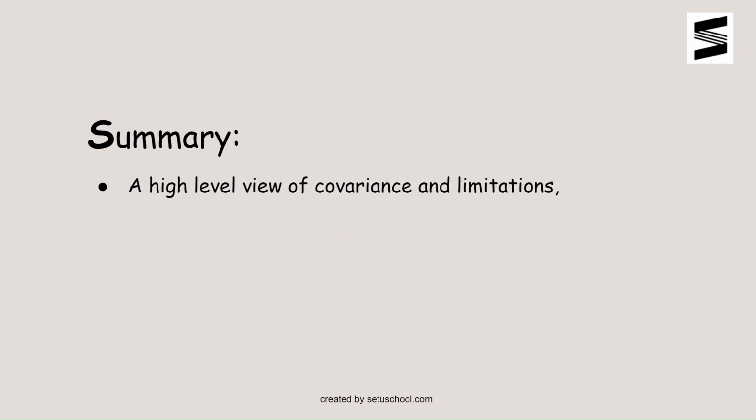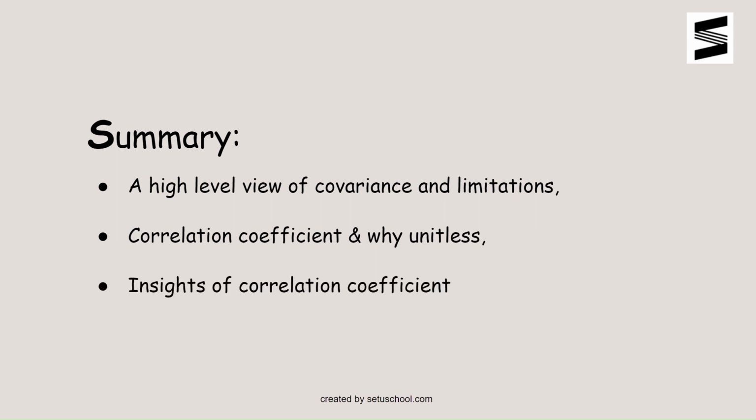In summary, in this video we have got a high level view of covariance and its limitations. Then to cater to them, we introduced the correlation coefficient and the reason for it being unitless. We have also looked at why this correlation coefficient is necessary and what it actually tells us.